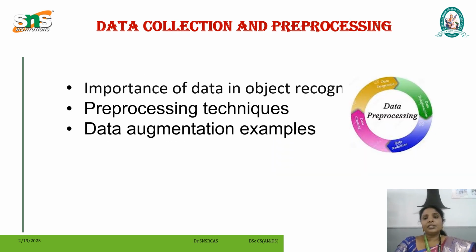Next, we see data collection and pre-processing. The importance of data in object recognition is the crucial role of high quality labeled datasets in training accurate object recognition models. Second is the pre-processing techniques. Common pre-processing steps such as resizing, normalizing, and data augmentation help improve the robustness of object recognition models. Next are data augmentation examples, such as rotation, flipping, and cropping, illustrating how they can increase the diversity of training data.